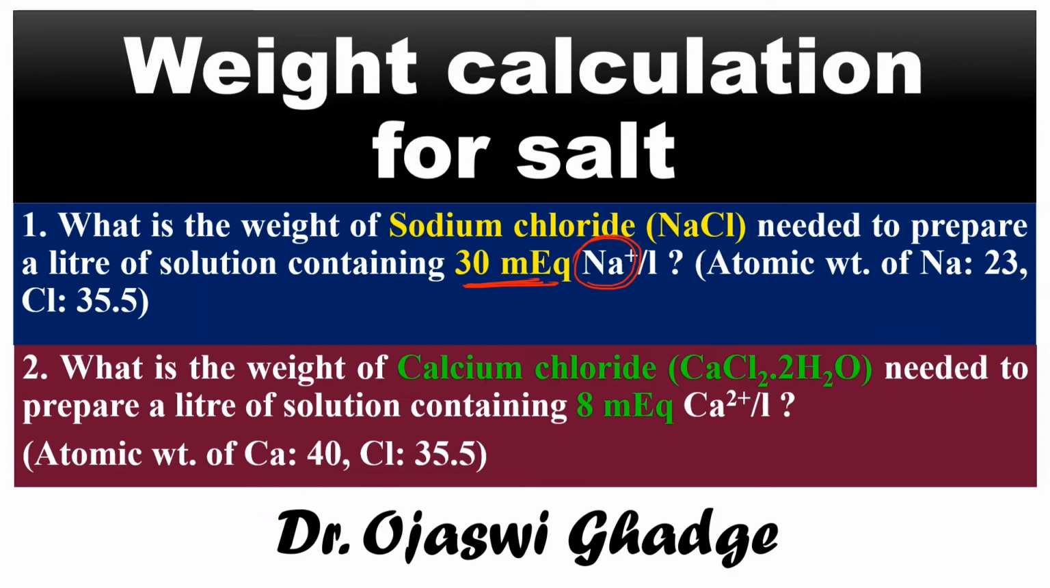Second example which we will be seeing is weight calculation for calcium chloride for 1 liter solution, so that after weighing this salt and adding it in 1 liter solvent, the solution which we have got will have 8 milliequivalents of calcium ions.